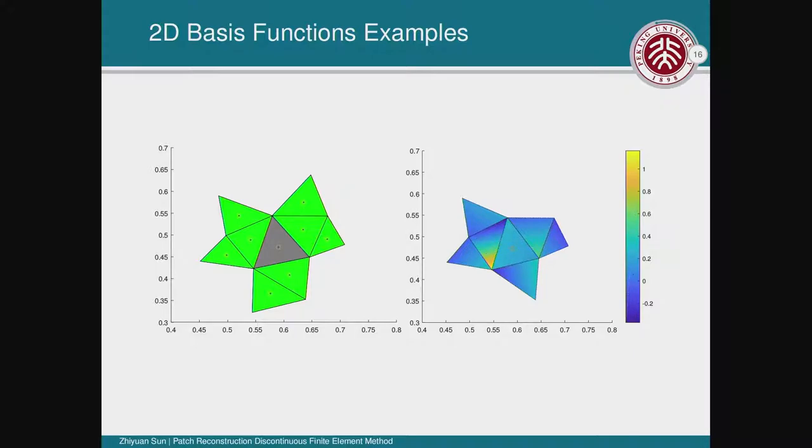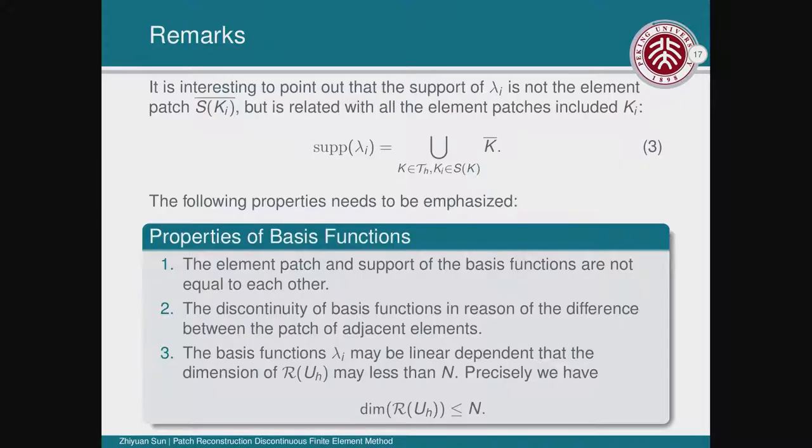And for this one, this element is contained in the element patch, but it's not contained in the support of the basis function of this element. So what's the relation of those two? The relation is not straightforward, but if the current element is located in the element patch of the other element, then the support of the basis function is not equal to zero in this element.